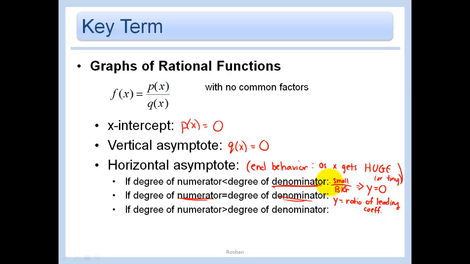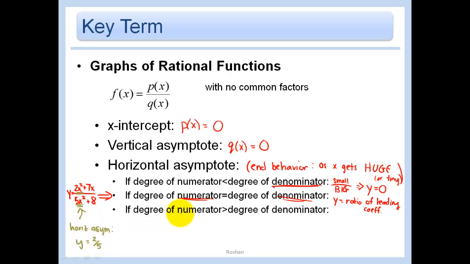This probably doesn't make any sense, so let me just show you what I mean over here. If I have y equals 2x squared plus 7x over, let's say, 5x squared plus 8, since the degree in the numerator is equal to the degree in the denominator, the horizontal asymptote is just going to be the ratio of the leading coefficients. So in this case, 2 over 5. Okay, so that is what I mean.